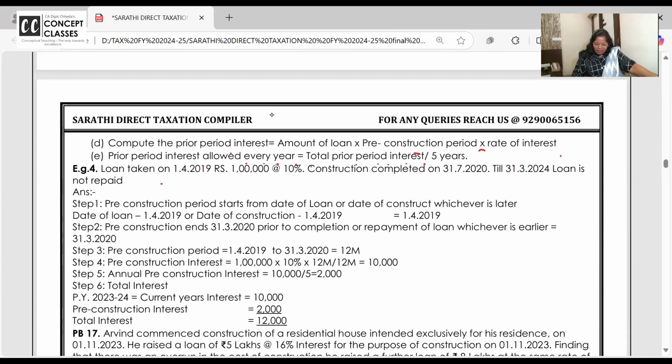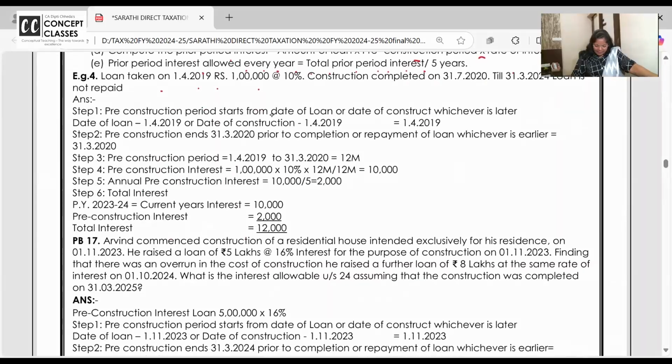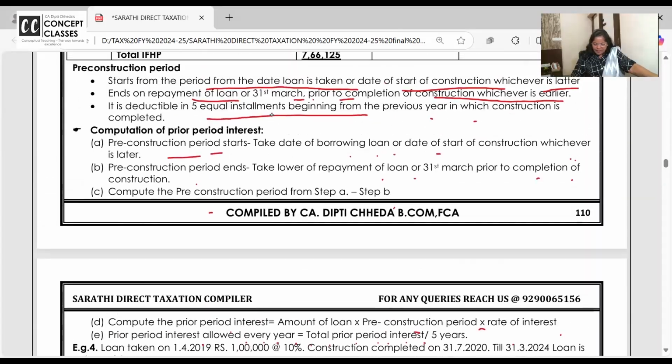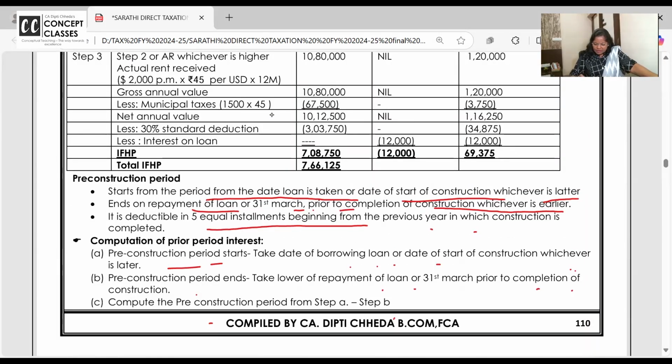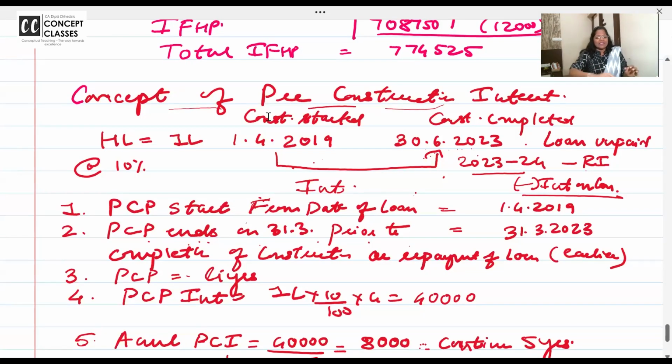Loan taken on 1/4/19, 1 lakh. Yes, this was my example, but this is a different example. I was reading and there are some more questions, but with this I think I will stop. I'll make you write and I want to give you some examples on my own. Okay, write down and ask your doubts also.